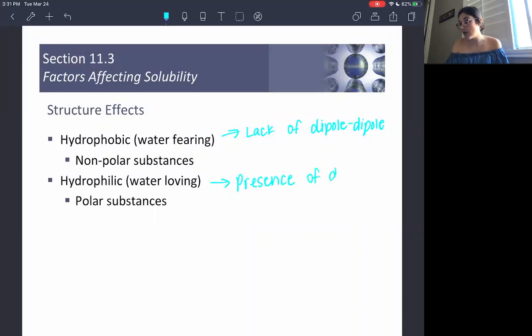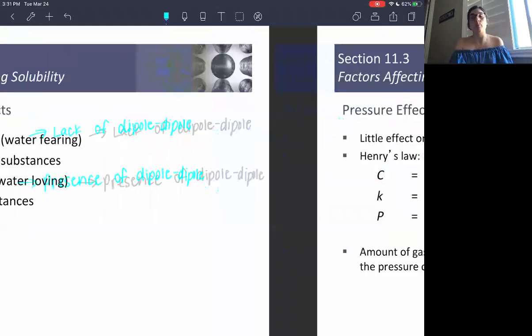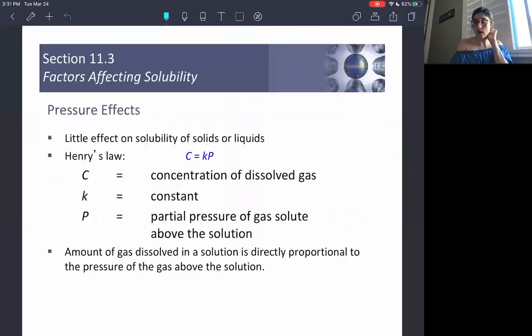So if you throw in molecules that have a positive and negative dipole because they are polar, then those water molecules are going to separate and become attracted to the positive and negative ends of those polar substances. Now, pressure affects solubility in one simple way. It doesn't really have an effect on solids or liquids. It's really an effect on whether or not gases will mix with liquids.